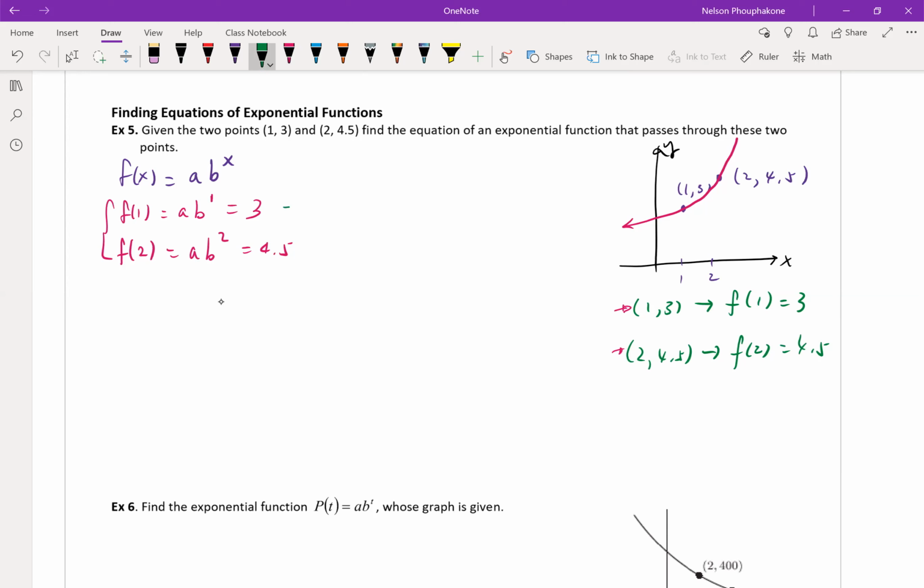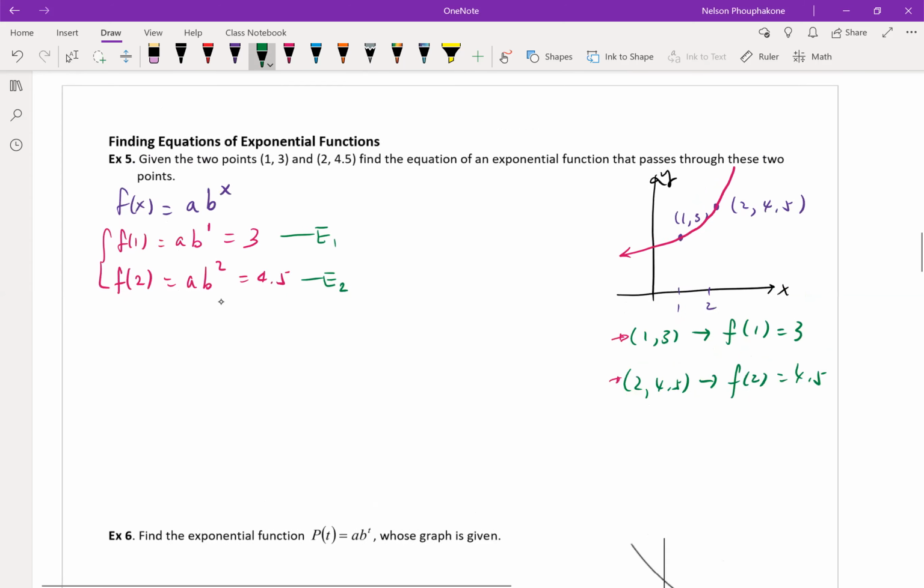And then now, I would like to solve the 2 equations. Now the technique is here. Step number 1 is that I would like to solve for a. And then step number 2, we would like to solve for b.